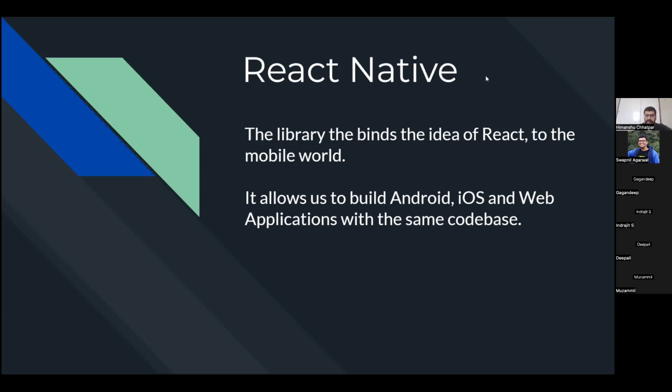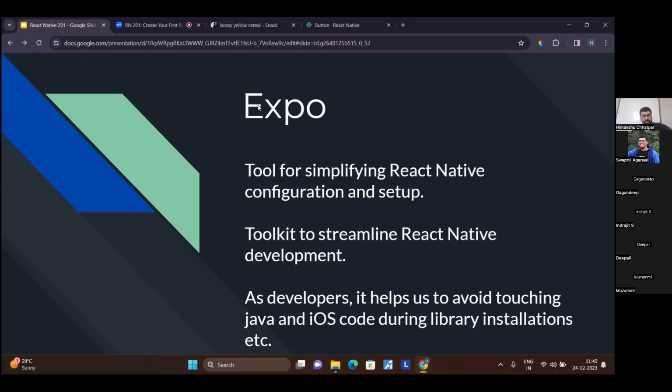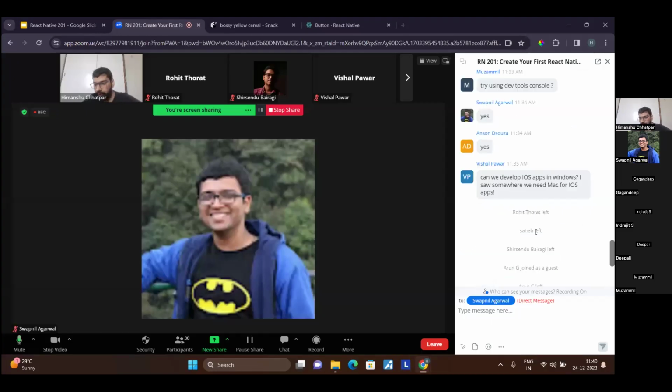Now what React Native is, it is the library that binds the idea of React to the mobile world. We love the idea of React, that we just need to update the screen when something changes. To bring that idea to the mobile world, you use React Native. It allows us to build Android, iOS, and web applications with the same code base. React Native is not limited to Android and iOS, although it is mostly used for that. Okay, so this is basically React Native. Any questions until now?